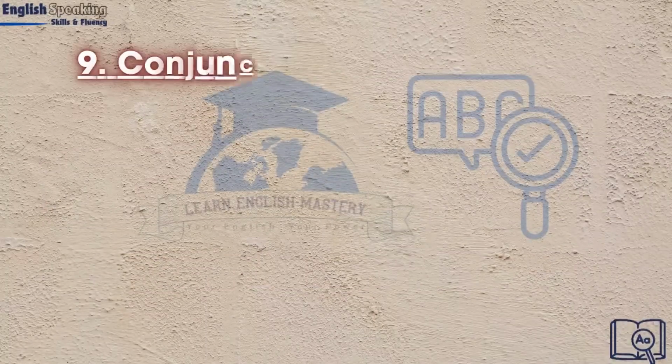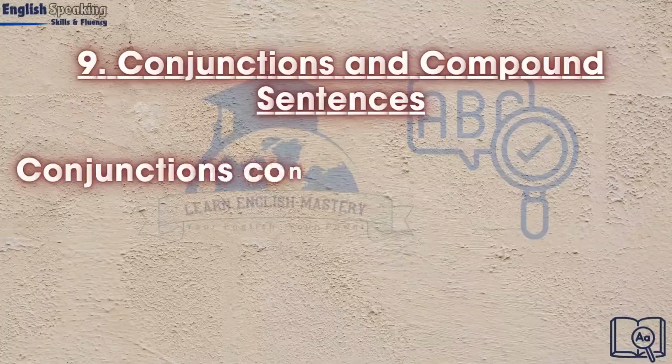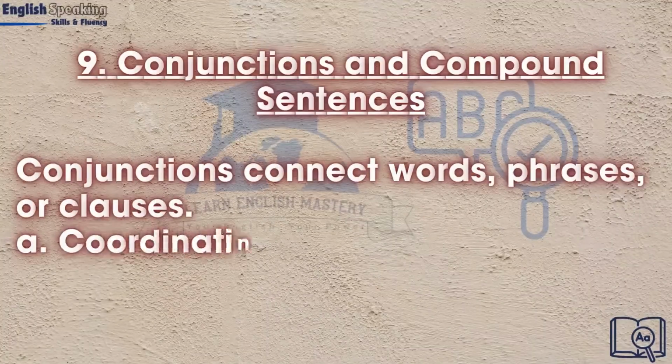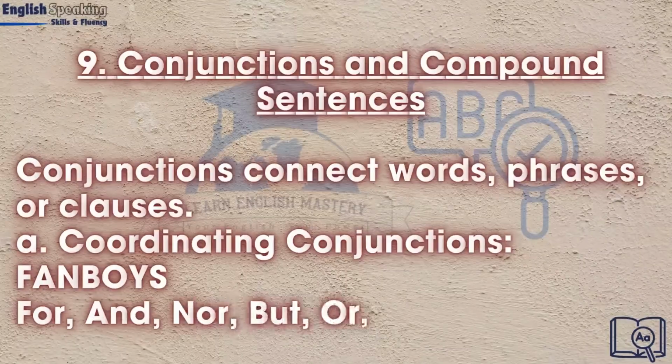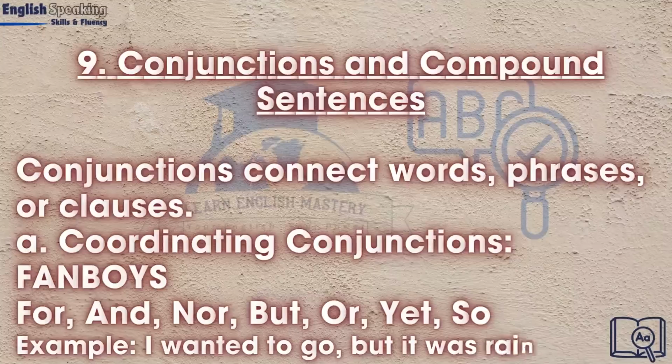9. Conjunctions and compound sentences. Conjunctions connect words, phrases, or clauses. Coordinating conjunctions, FANBOYS: for, and, nor, but, or, yet, so. Example: I wanted to go, but it was raining.